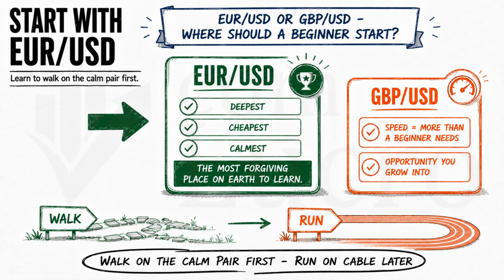So let's bring it home and answer the question we started with. EURUSD or GBPUSD? Where should a beginner start? Start with EURUSD. It's the deepest, cheapest, and calmest of all the majors, which makes it the most forgiving place on Earth to learn how price actually moves. GBPUSD's speed isn't better or worse, it's simply more than a beginner needs. And its volatility is opportunity you grow into once your structure and your risk control are solid. Learn to walk on the calm pair first. You can always run on cable later.